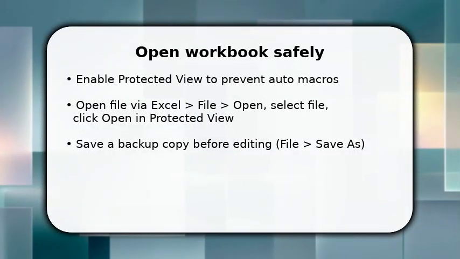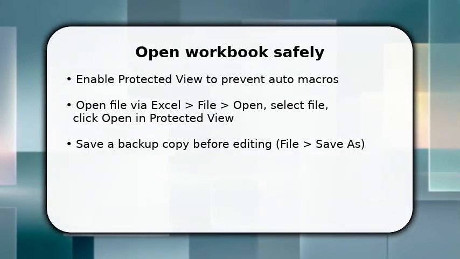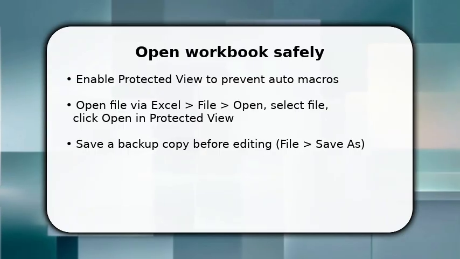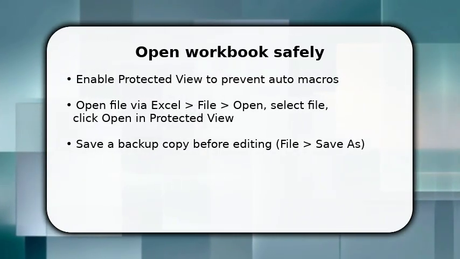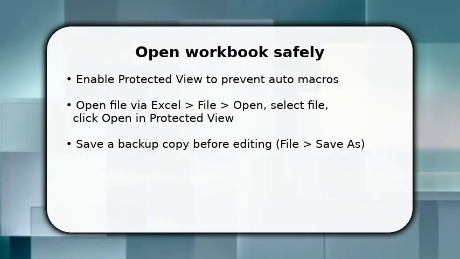You start by isolating the file, open Excel, enable Protected View, and open the workbook there so macros don't run. Once done, immediately save a backup copy to a different folder. This preserves the original before you change anything.